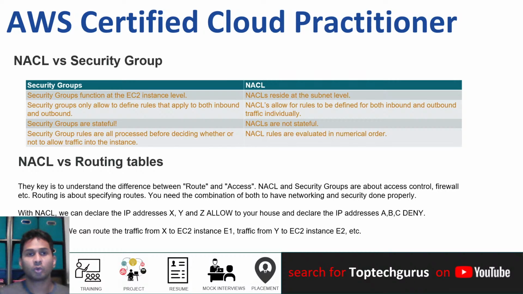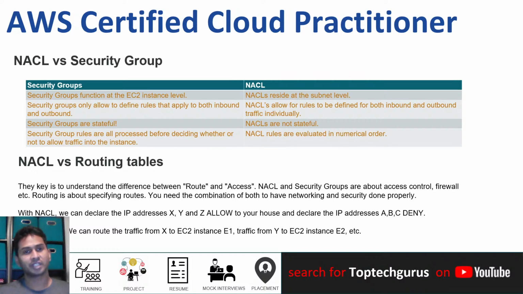The security groups only allow us to define the rules to apply to both inbound and outbound. For network access control lists, you have to define inbound and outbound traffic separately. So what that means is, points number 2 and 3 are similar.